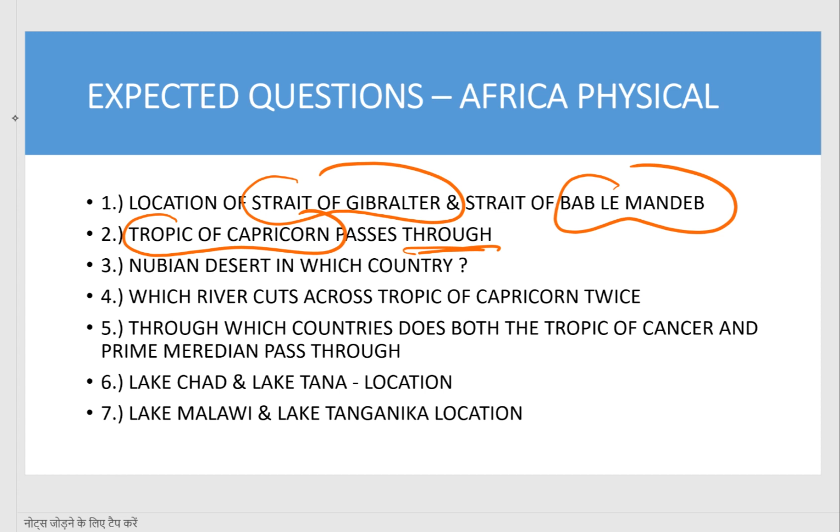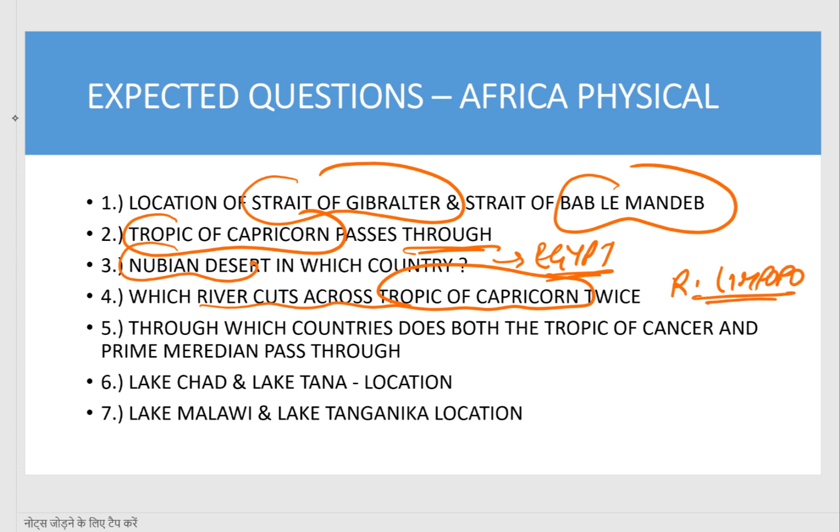Next, Nubian Desert is in which country? I told it's in Egypt. It's a broken away part of Sahara Desert, lying to the east of River Nile. Next, which river cuts across Tropic of Capricorn twice? I told it's River Limpopo in the southern part of Africa. Also, River Zaire cuts across the equator twice.